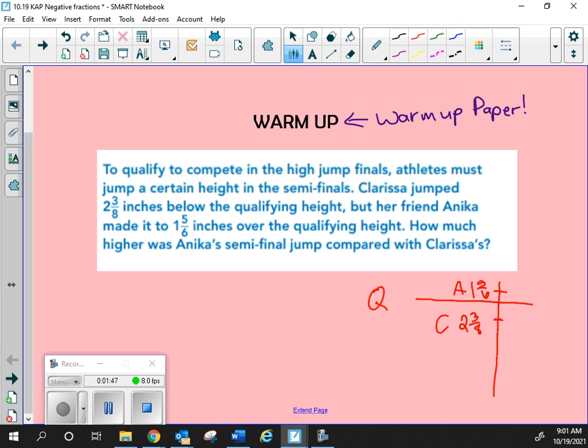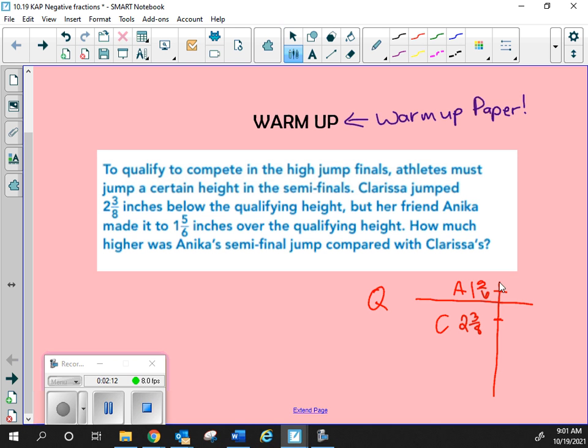So what is the strategy I need to do? Anyone else? How am I going to find that? You have to subtract. Very good. Because I'm finding the difference between the two, I'm finding the distance between the two.